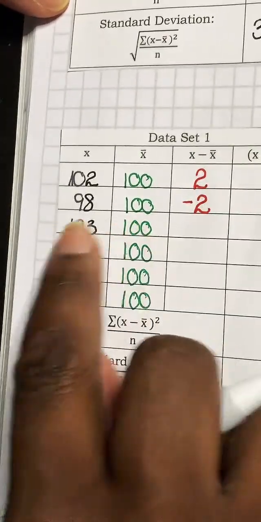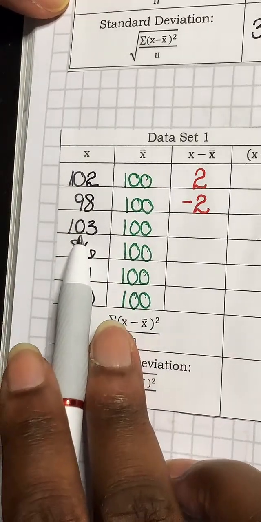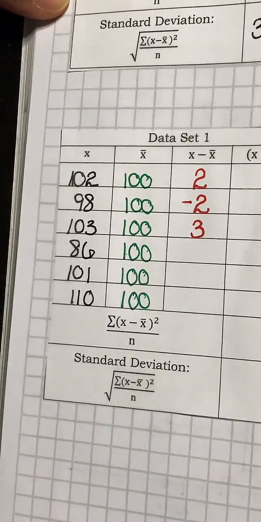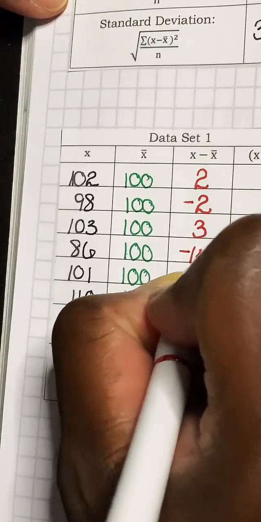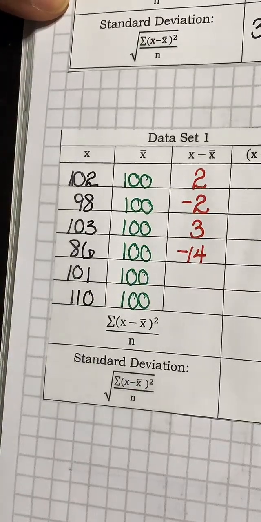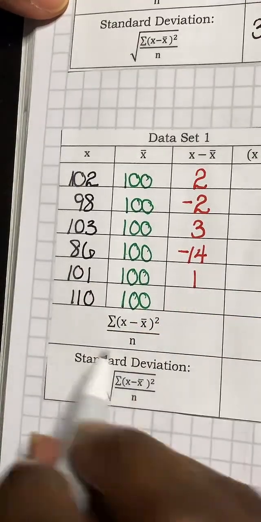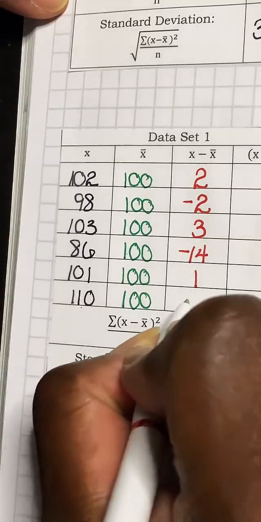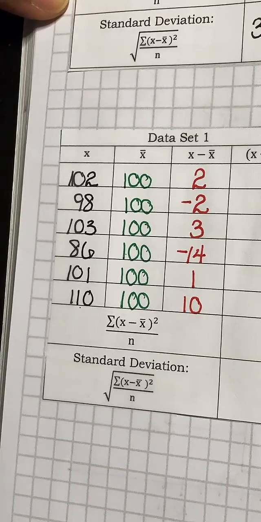Okay, don't flip them around just to make them positive. Keep them in the true state. So 103 minus 100, that's a positive 3. Then you have your 86 minus your 100. Why am I doing this? Negative 14. I'm using the calculator when I don't need to. Okay, 101 minus 100 gives me 1. And 110 minus 100 gives me 10. Okay. All right. There you go, Papa.